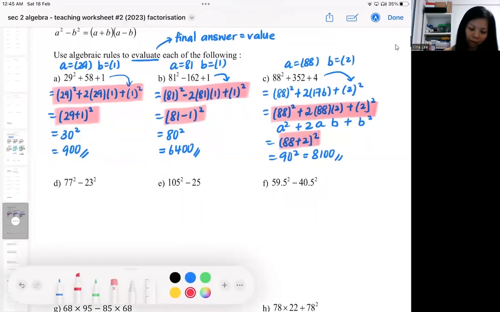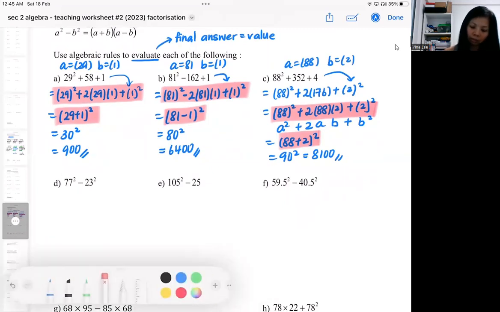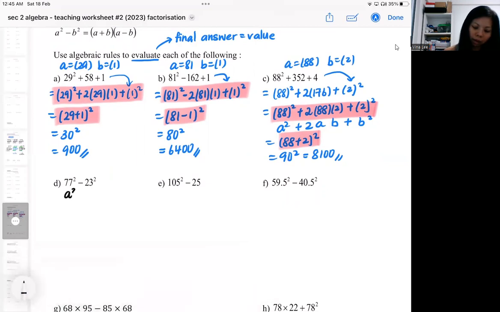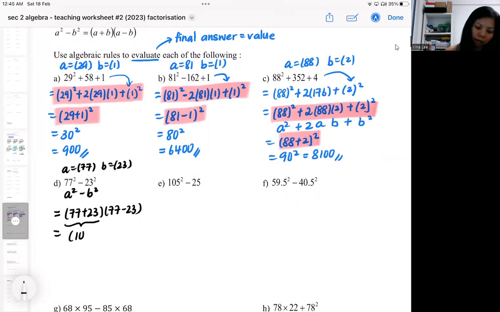Okay, actually this one is quite easy, but a lot of students get a mind block. To me, this one is just A square minus B square. If you can see here, it's just A square minus B square. And your A is 77, your B is 23. So I will just do 77 plus 23, and then 77 minus 23. And you usually end up with a nice answer. One of the brackets will get you a nice answer. So you actually don't need to punch the calculator.